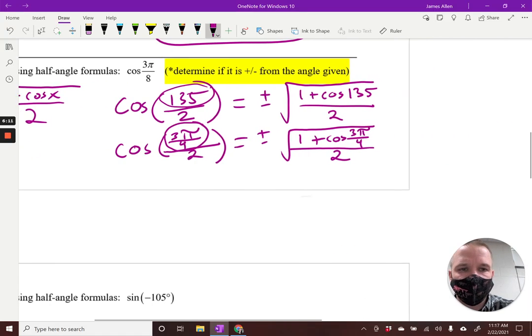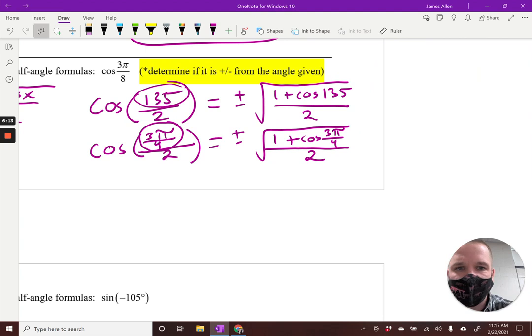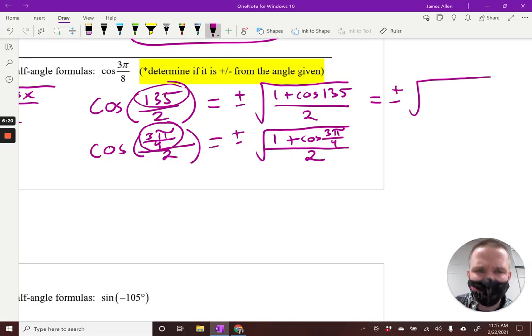All right, so now we'll evaluate like normal. So I'll just go with one of them since they'll all be the same. By the way, we said it was going to be positive, right? Why am I writing this plus or minus anymore? We're just going to go straight positive there.